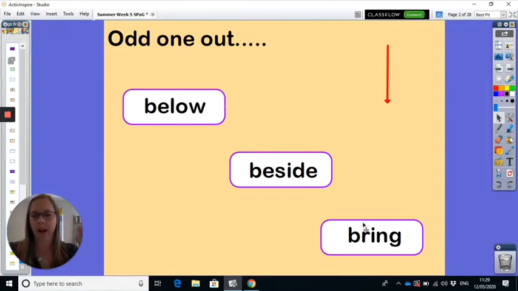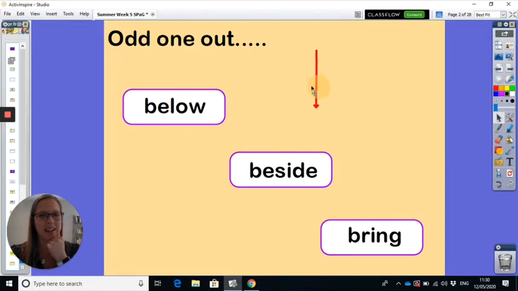Below, beside and bring. Well, when you look at those words, firstly, they all start with B. So it's not to do with the letters that are in the words. It's to do with the type of words or the meaning of words that they are. So is it below? Or is it beside, or is it bring? Which two have similarities and which one is completely different? Which one is the odd one out? Okay, do you think you've got it?